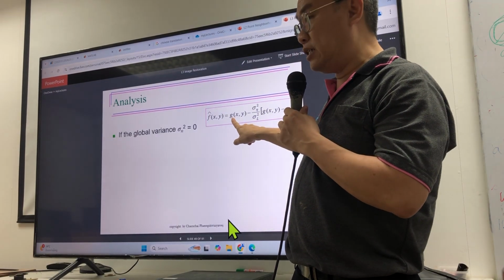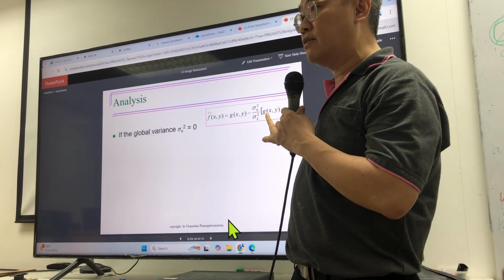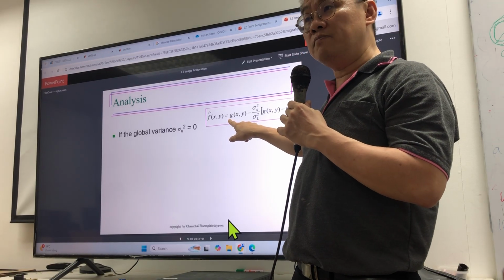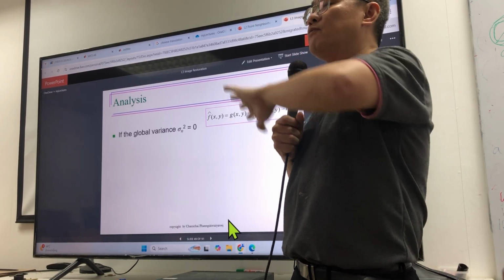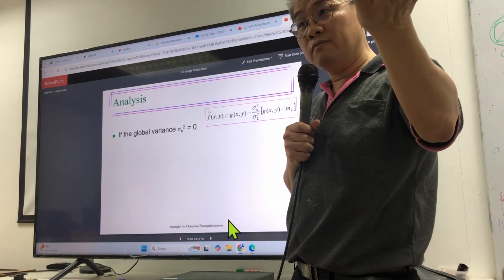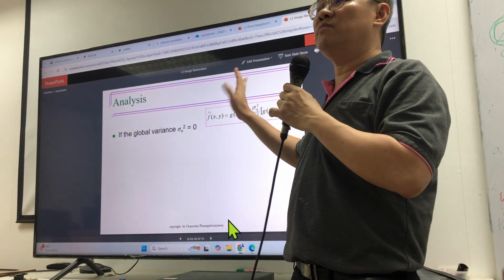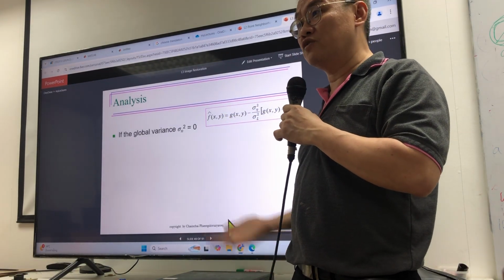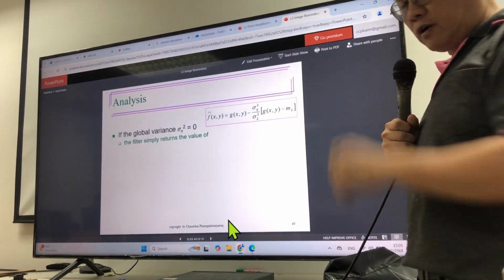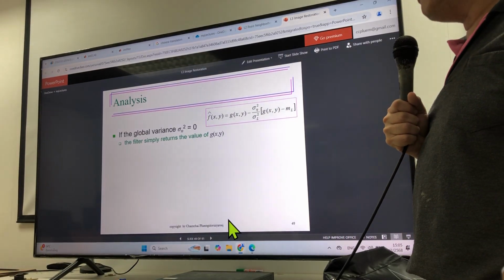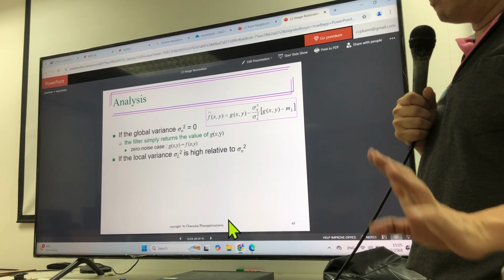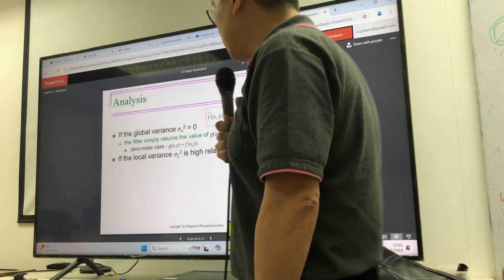F hat equals G minus global variance times something. If the global variance is 0, you're going to end up with G. Does it make sense? If we have an image with no noise, what should we return? We return the original, G. If G has no noise, we just return G. So you simply return G of x, y. Okay, 0 noise, F equals G. That makes sense.